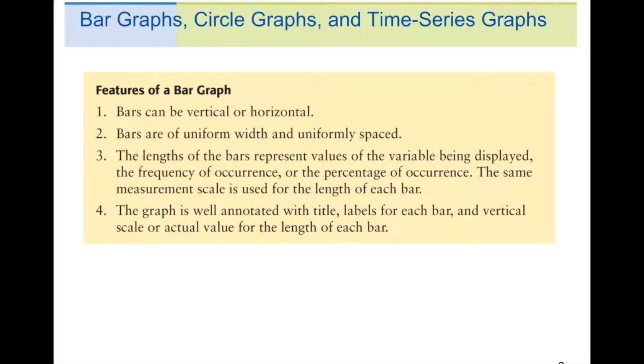So features of a bar graph. They can be vertical or horizontal, whichever you think best shows your data. The bars are of uniform width and uniformly spaced. So same amount of space apart, same amount of space in the bars. The only thing that differs is the height. The lengths of the bars represent values of the variable being displayed, the frequency of occurrence, the percentage of occurrence. The same measurement scale is used for the length of each bar. The graph is well annotated with title, labels for each bar, and vertical scale or actual value for the length of each bar. So make sure you correctly annotate and label all parts of your graph.